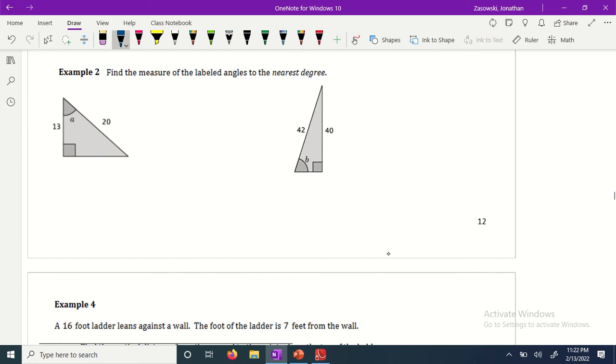Okay, see if you can try number 2 here. Try this one on your own. You can pick your function, and we'll work through the rest together.